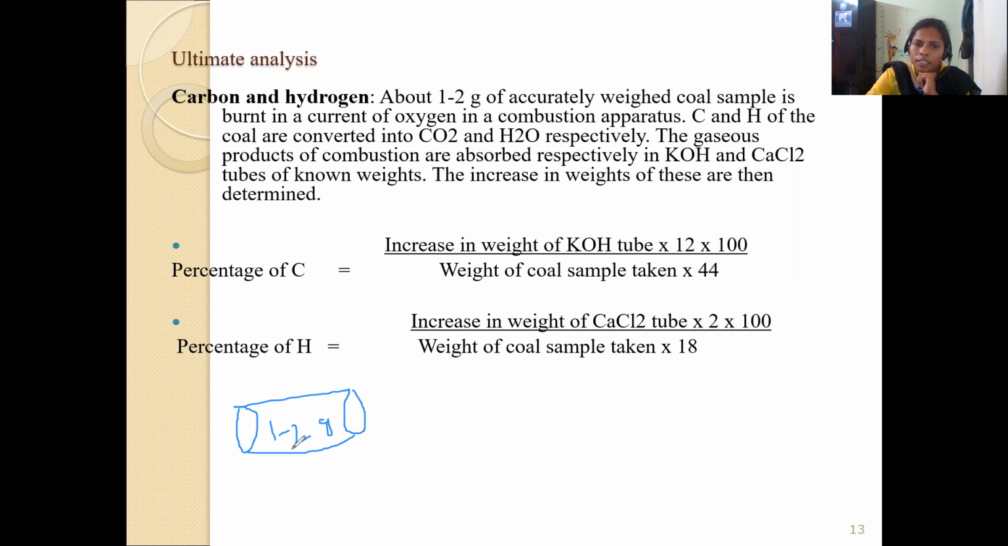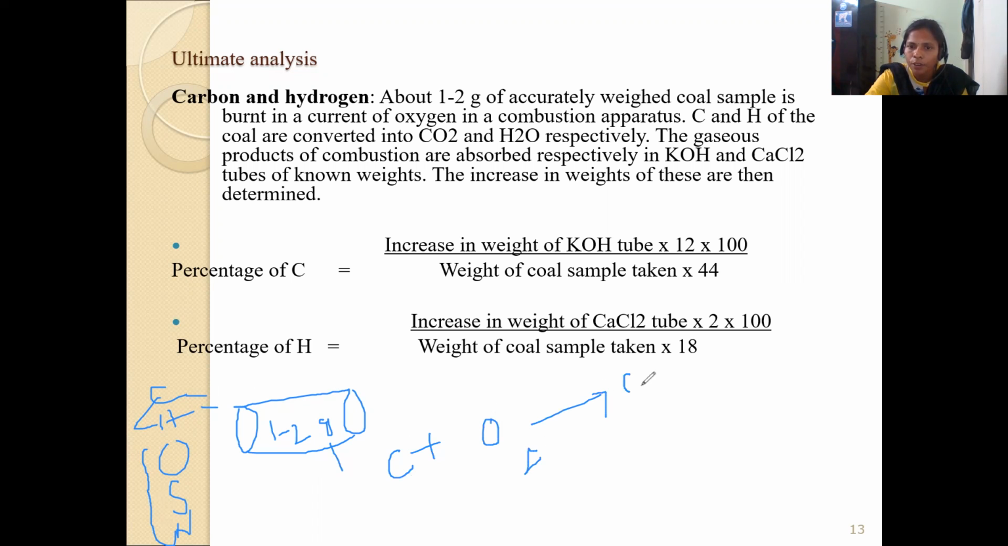So we know that this coal sample has carbon, hydrogen, oxygen, sulfur, and nitrogen. But these two have more combustion capacity than the remaining elements in the coal sample. So carbon and hydrogen undergo combustion in the combustion chamber. When carbon undergoes combustion, carbon is reacting with the oxygen, so we will get carbon dioxide.